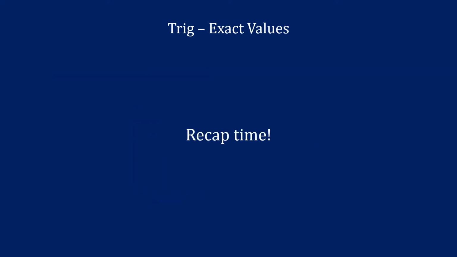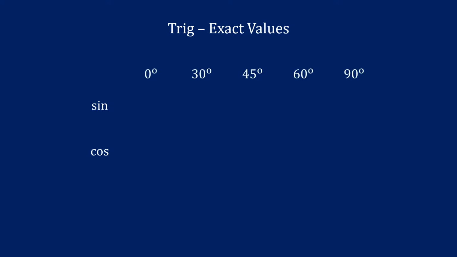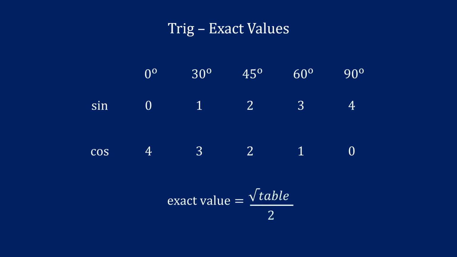Alright, let's take a look at recap time. Let's take a look at what we learned today. So first thing that we learned, in order to build your table, the rows are going to be sine and cos. The columns are going to be the 5 angles that we need to know: 0, 30, 45, 60, and 90. To build up your table, you go 0, 1, 2, 3, 4, 4, 3, 2, 1, 0. And the exact value of sine and cos of any of those angles is going to be square root of whichever number is on the table divided by 2.